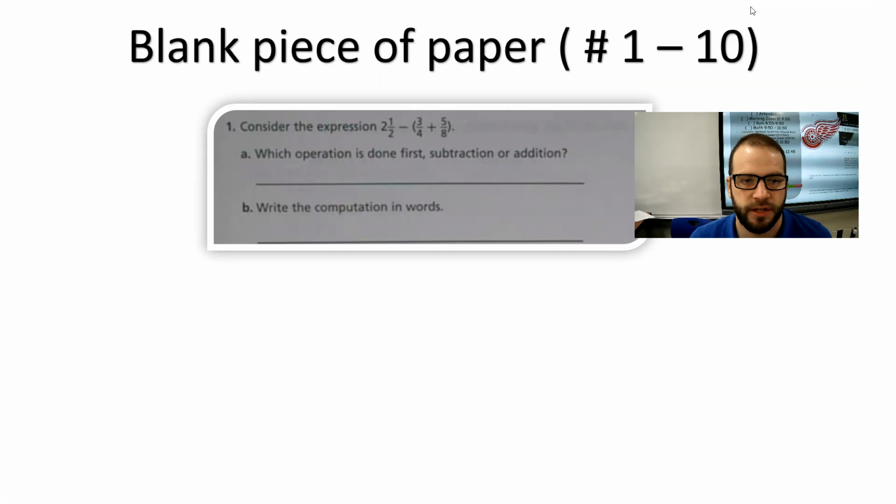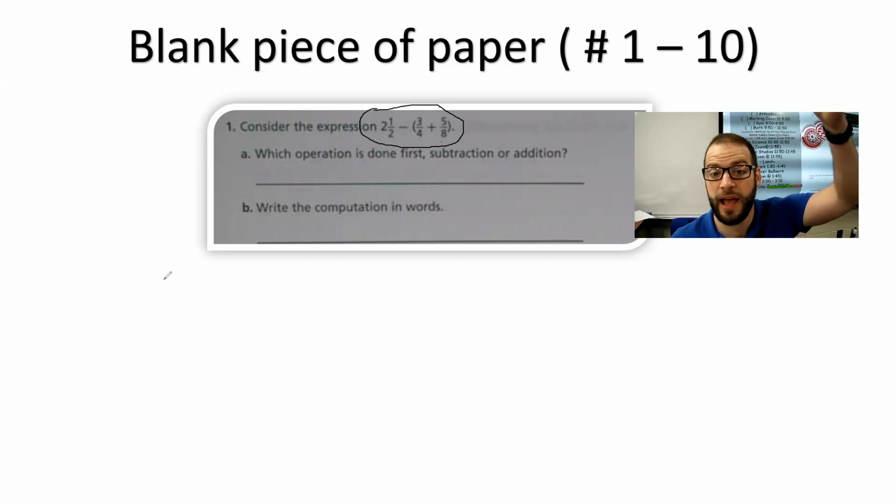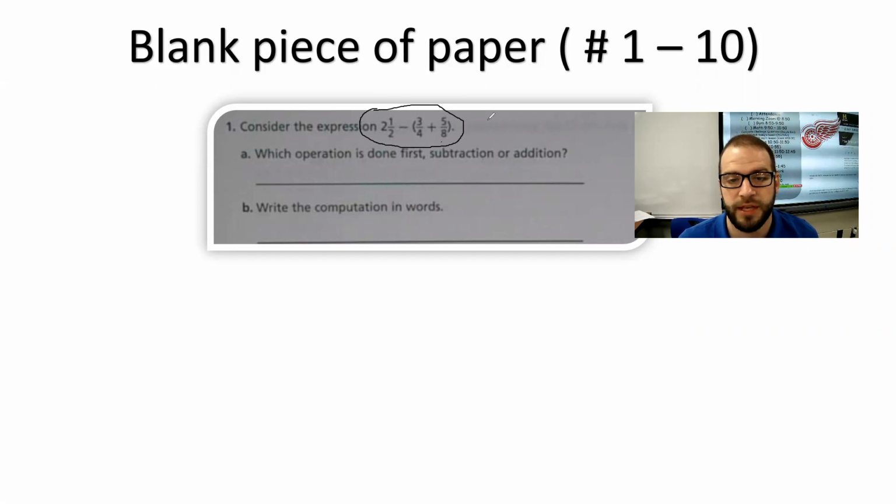So the first part says, consider the expression 2.5 minus 3/4 plus 5/8, but that's in parentheses. And then you have to answer for number 1, which operation is done first, subtraction or addition? And then it says, can you put this into words? So try to turn this into words. I can't tell you what you're going to want them to find first, because then I'd give you the answer to A. So try to put this into words, and we'll go over that answer at 10:30.